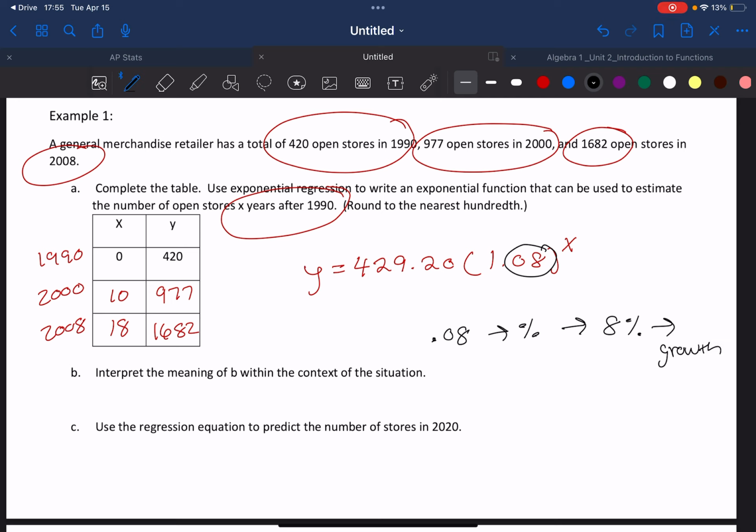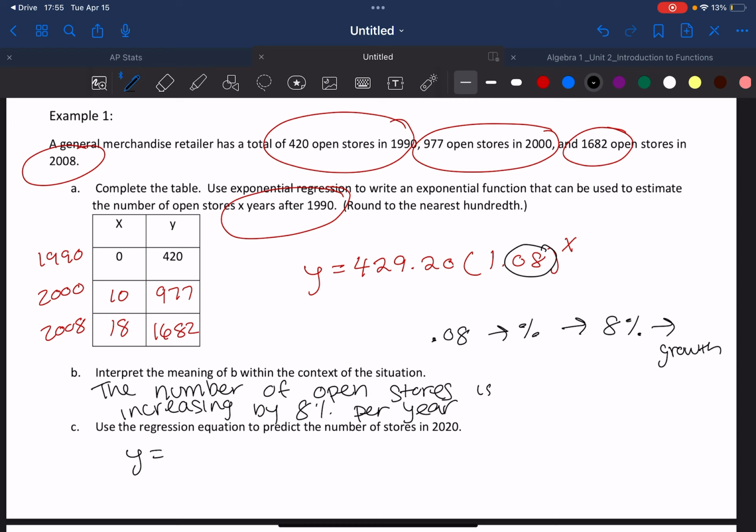So we would say the number of open stores is increasing by 8% per year. Then it says, use the regression equation to predict the number of stores in 2020.